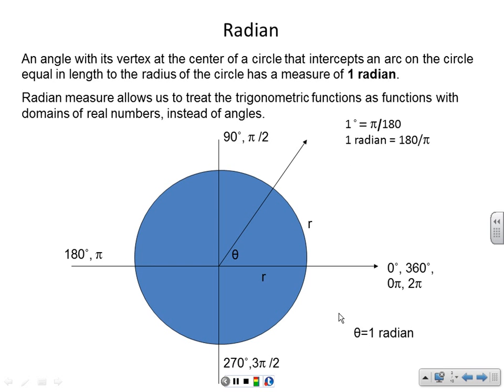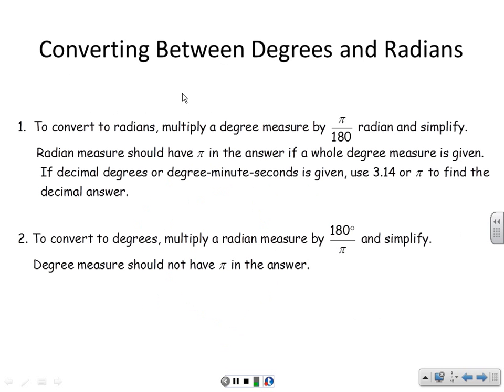And so we are going to work on these conversions, and we're going to talk a lot about radians in this chapter. So converting between degrees and radians. To convert to radians, you're going to multiply a degree measure by pi over 180 radian and then simplify. Radian measure should have pi in the answer. Keep that in mind. If it asks for radians, then you should have pi in your answer, if a whole degree measure is given. If decimal degree or degree minute second is given, then you're going to use 3.14 or pi on your calculator to find the decimal answer. So decimal degrees, that's okay.